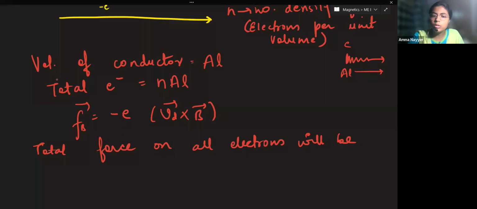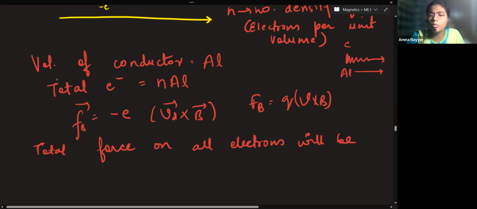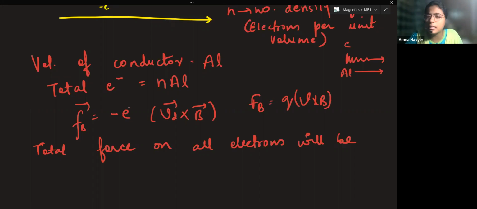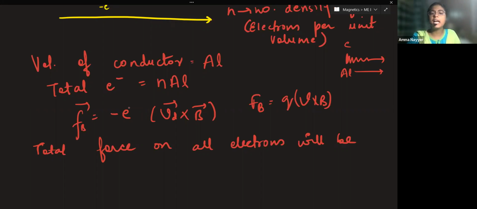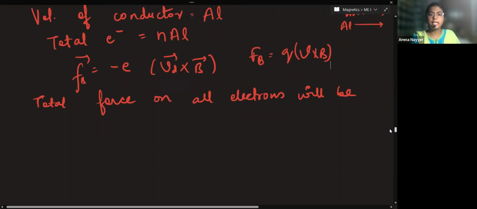Now, the magnetic force F is equal to Q V cross B. Here the charge will be minus E, the electronic charge. Though we'll be using E only, I have written minus just to show that we are specifying it for the electron. Velocity is the drift velocity, which we studied in current electricity: the velocity with which the electrons drift towards the positive terminal of the battery. So the magnetic force is minus E VD cross B. The number of electrons can be written as N into AL.